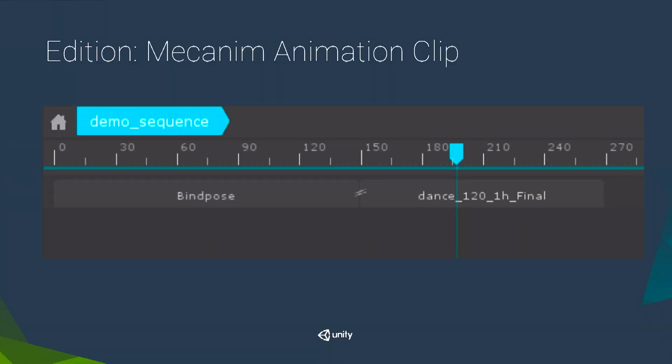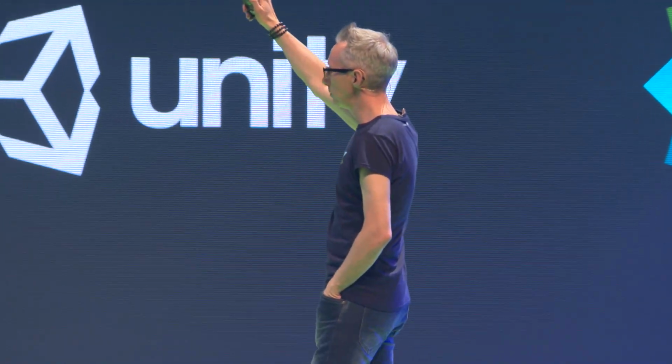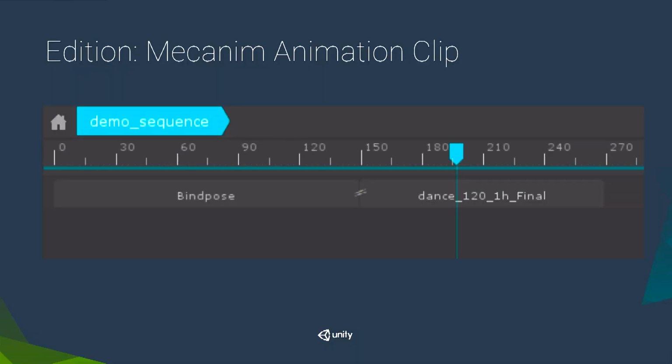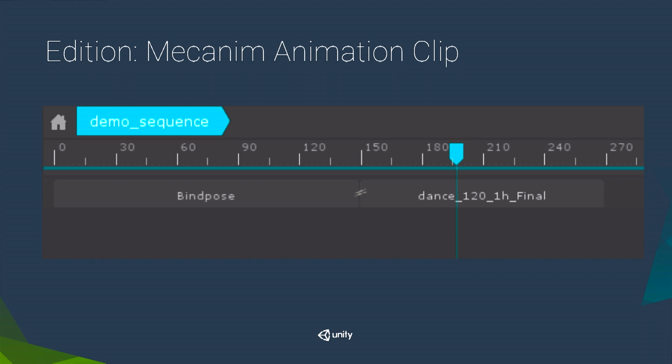Then you bind the track to a character or to a game object in the scene. In this example, you have two clips, one called Bind Pause and the other called Dance 1 Hour Final. Putting them back to back, when you press play, it's obvious that the animation will be played back on the character in the game.